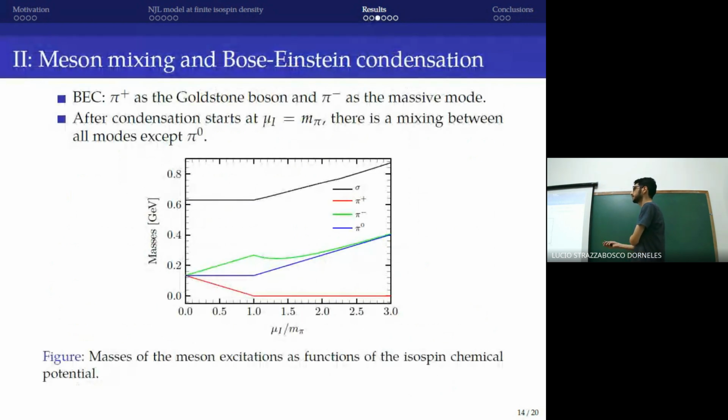Another thing we can study is the meson mixing and Bose-Einstein condensation. So if you have a Bose-Einstein condensate, you have one massive mode and one Goldstone mode. This has zero mass. So you can see here that after mu I is equal to the pion mass, you have a mode that goes with zero mass, with a positive pion, and another mode that is massive, with a negative pion. The neutral pion doesn't feel these effects, it grows linearly here. There's a mix between the sigma and the two charged pions, whose masses depend on each other. Especially here.